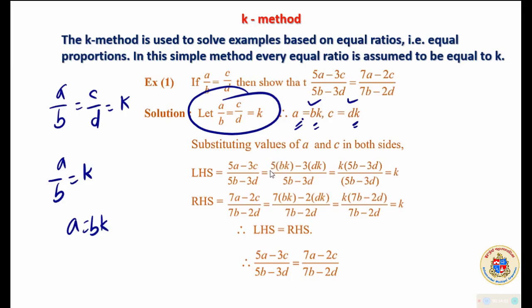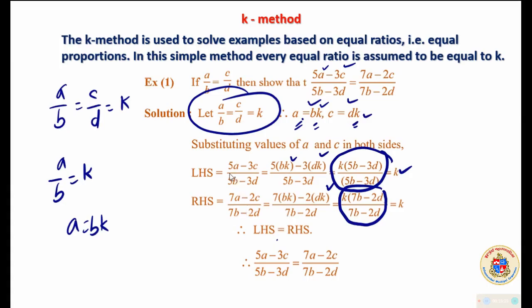The rest is your algebraic common sense. Wherever A is there, you will apply BK. Look, wherever C is there, you will put DK. And thereby what happened? Everything is equal to a constant. We know that. Left hand side is written here, right hand side is written here, and both are equal to K. We get that the left hand side of the ratio is equal to the right hand side of the ratio, because we know that A upon B is also equal to K, C upon D is also equal to K.